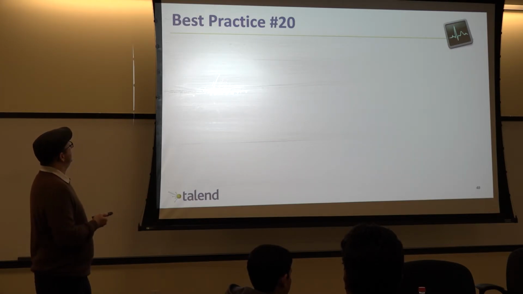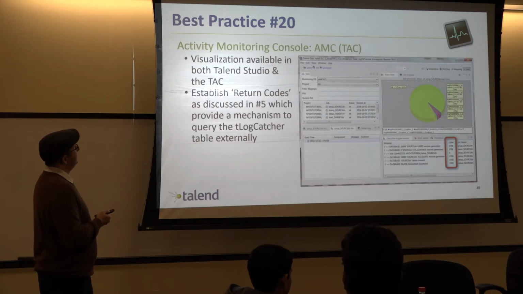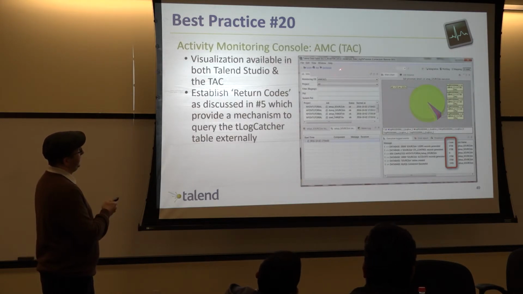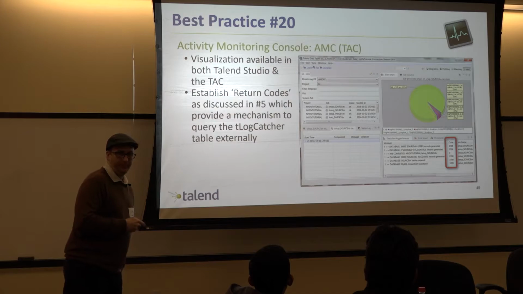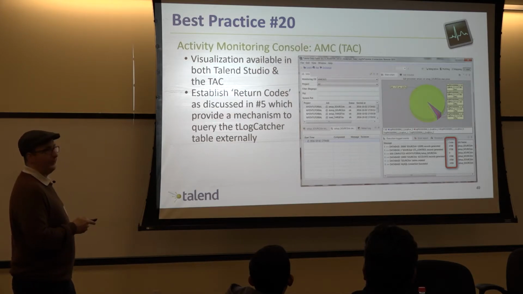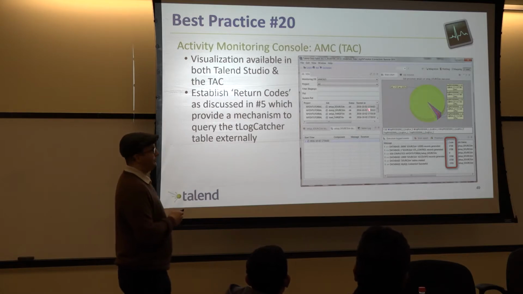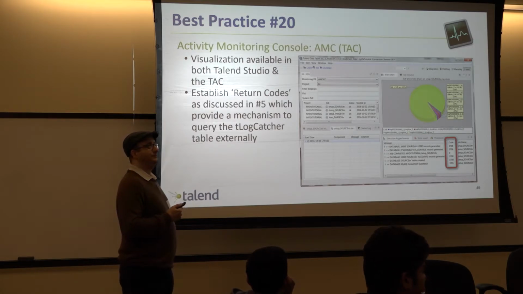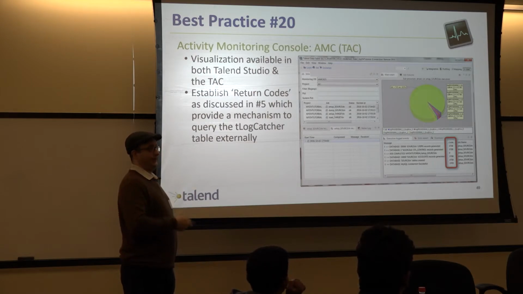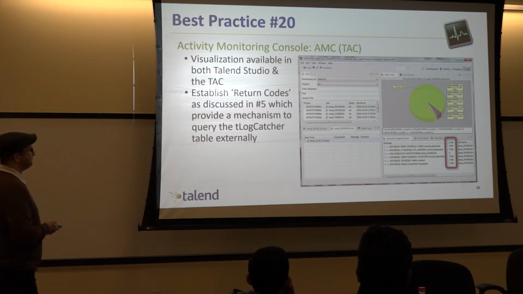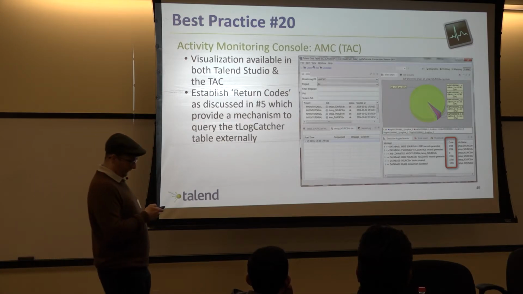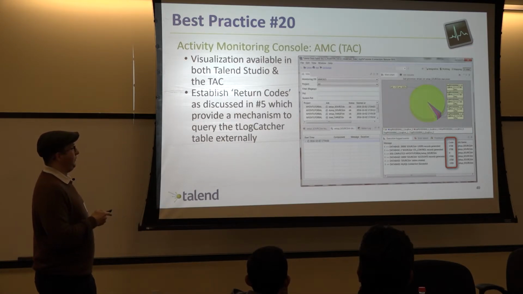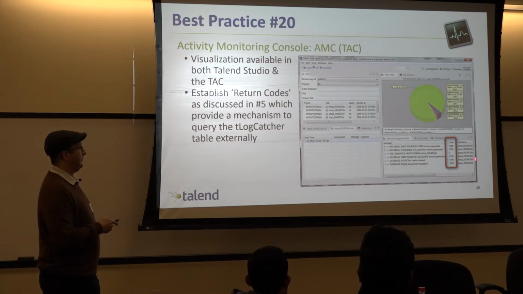Let's see. So this is actually the studio here, even though we're talking about TAC over here. This is what the studio looks like in the AMC perspective. Sure, go ahead. So that visualization is actually available in both. It is. I was getting there. So this is the studio view, and this is an example of the pie chart showing you how much time was being spent in which components, and then you can see some log information, the log events that occurred.